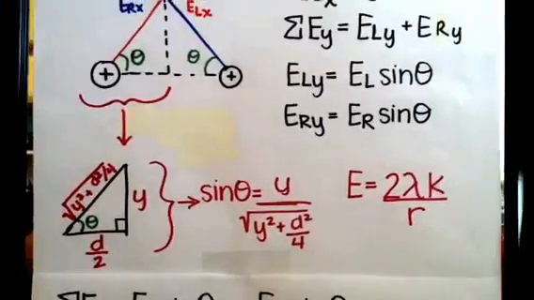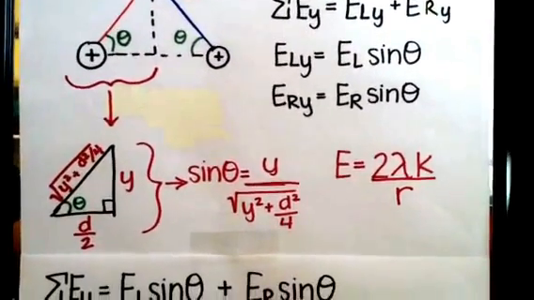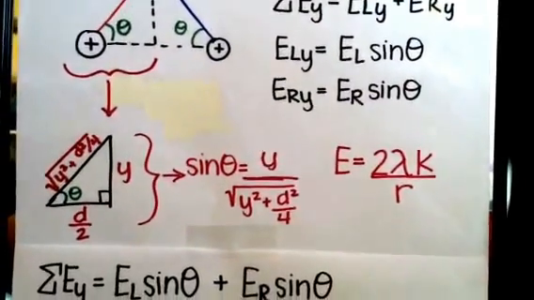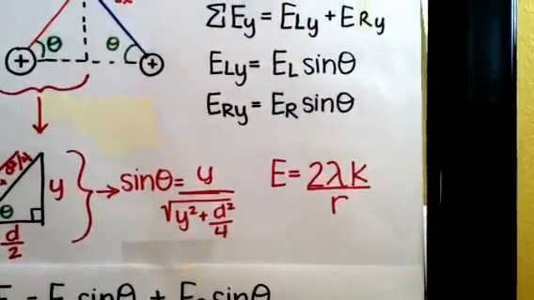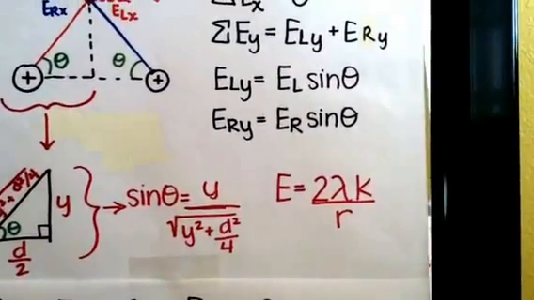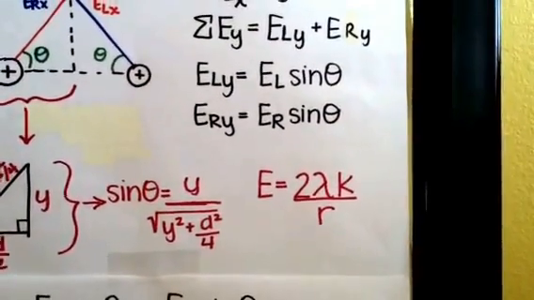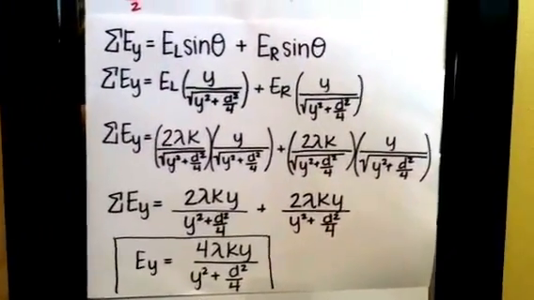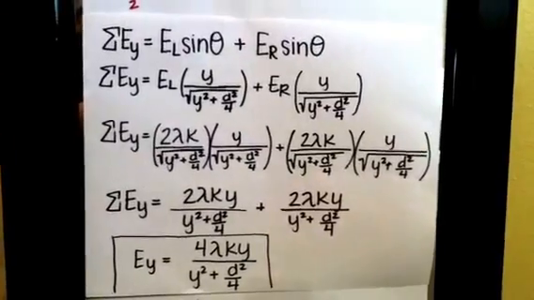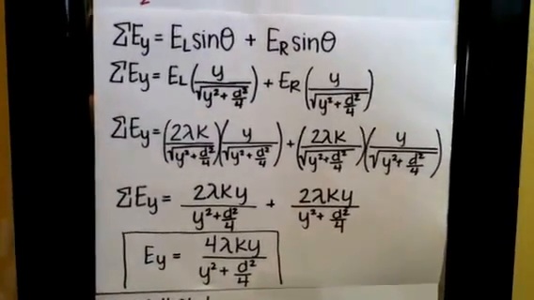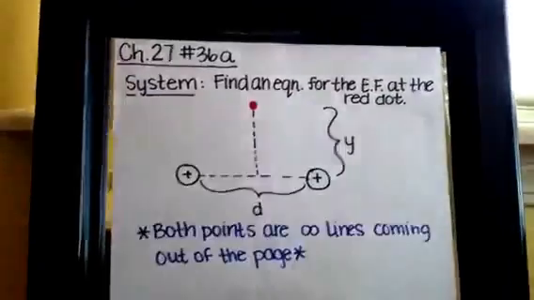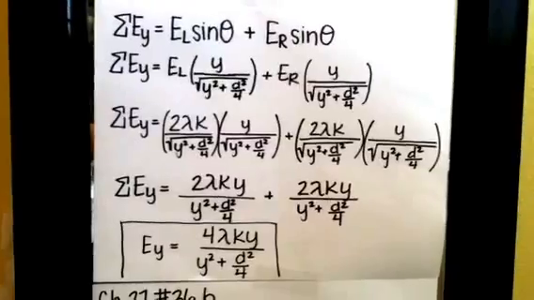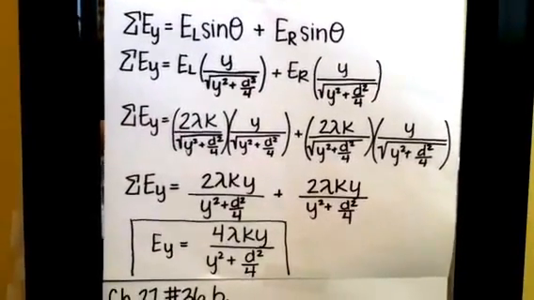Now, also using some more basic trig, I've plugged in y over the square root of y squared plus d squared over 4 as my sine theta, and I know that E for an infinitely long charged rod is going to be 2 lambda k over r. So plugging in and substituting, I find that my electric field equation for this system is 4 lambda times k times y over y squared plus d squared over 4.